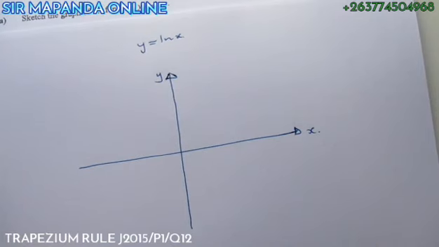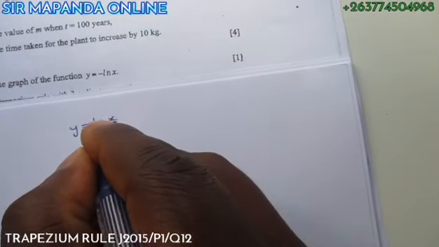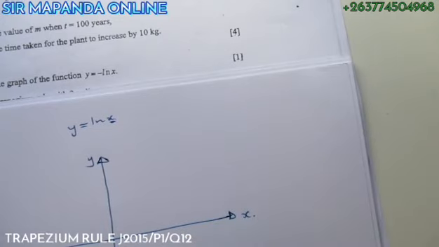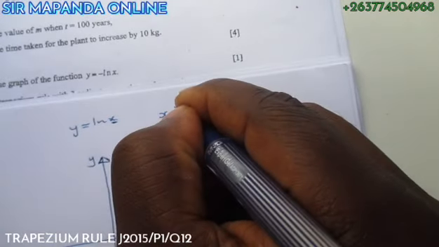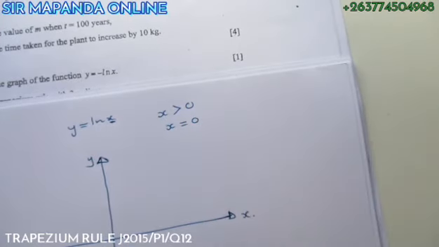Right. So what is the first step when drawing the graph of ln? The first step is to identify the asymptote by acknowledging that the term in front of this ln must be greater than 0. So you say x is greater than 0. It means our asymptote line is x equals 0. I hope you are following, class.